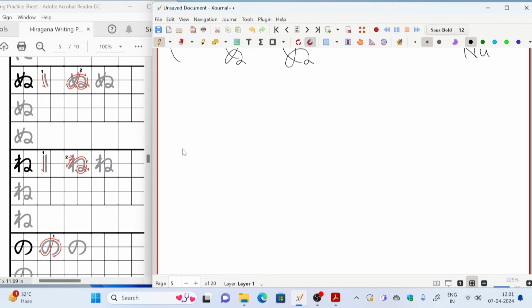Next is ne. First stroke is the straight line, then the second stroke is like this and this. We can write it again. First straight line, then this, come here and do this. First stroke and the second stroke. So this becomes ne.